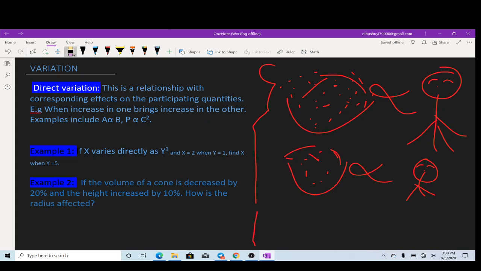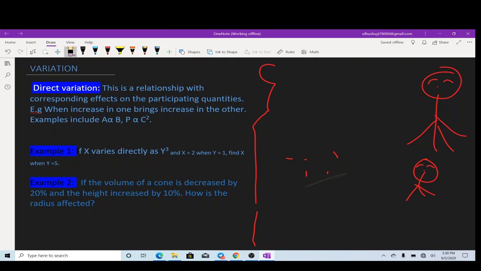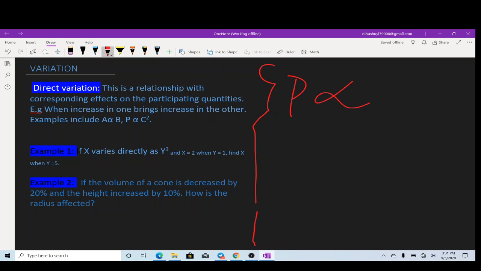So if we have something like this again, check this with me. We have examples that include: A varies directly as B, and V also varies directly as C squared. So when I say varies, I'm talking about P varies as C squared. Look at example 1: X varies directly as Y cubed. So when you have something like this, it is a direct variation.